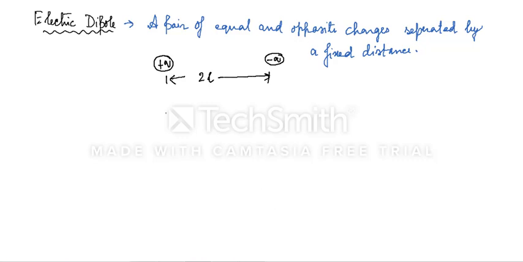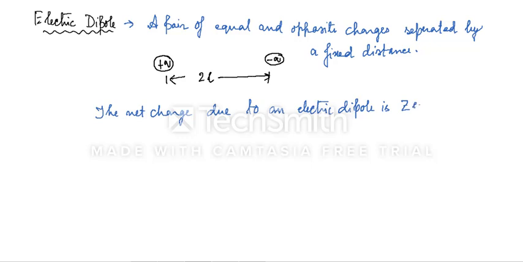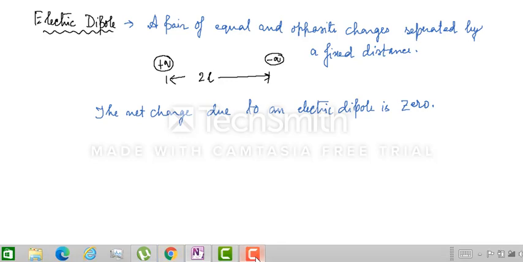So we can say that the net charge due to an electric dipole is 0. The net charge due to an electric dipole is 0.